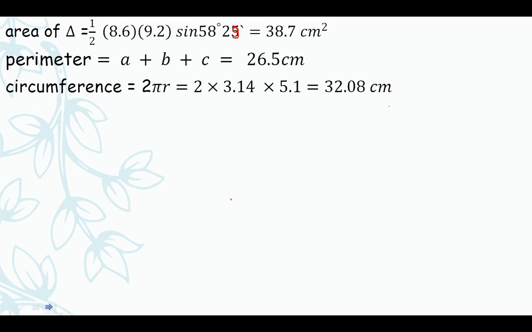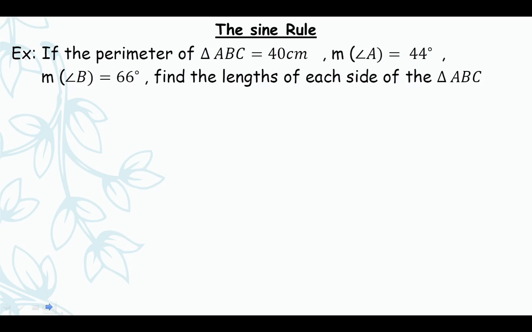The steps again. Another example of the sine rule. If the perimeter of triangle ABC equals 40, and the measure of angle A equals 44 and the measure of angle B equals 66 degrees, find the length of each side of the triangle ABC.